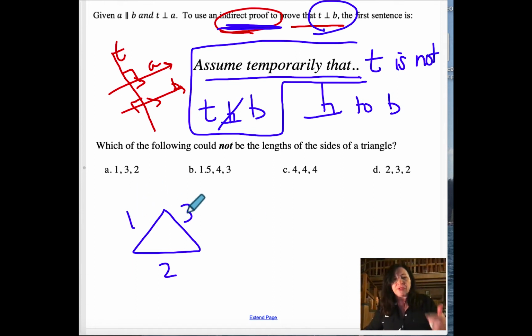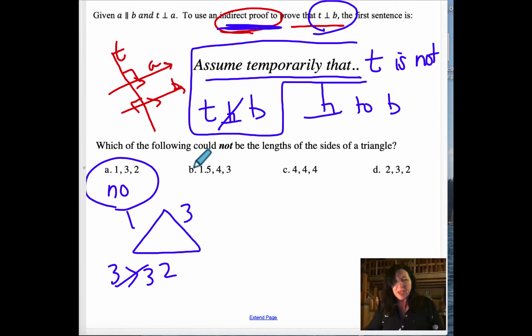So yes, 1 plus 3 is greater than 2. Check. But 3 plus 2, is that greater than 1? Yes. What about 2 plus 1? That's 3. Is 3 greater than 3? No. It has to be greater than, not equal to, greater than. So this would be no. That's not a triangle. And realistically, if you were actually drawing this, it would look something like that. You'd have 1 is this little arm here, and then you have 2 is here, and they're not meeting, okay?